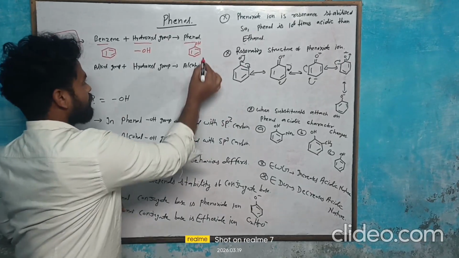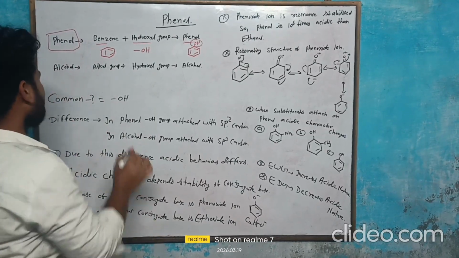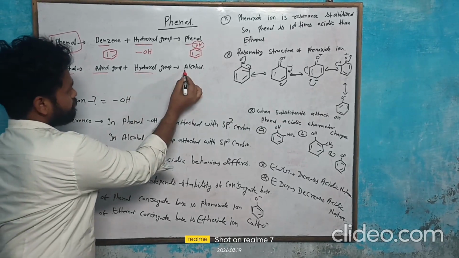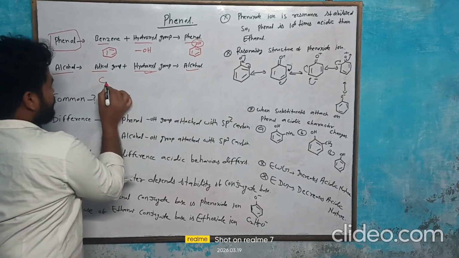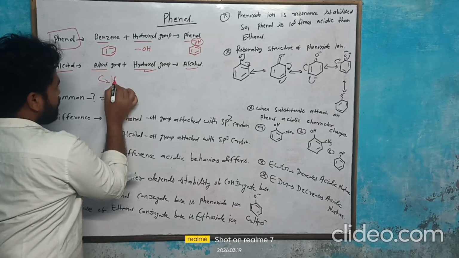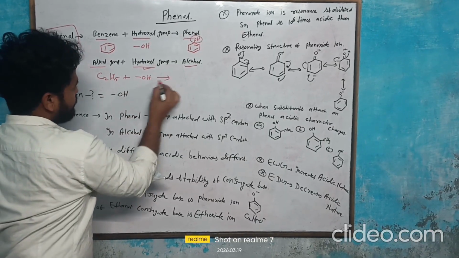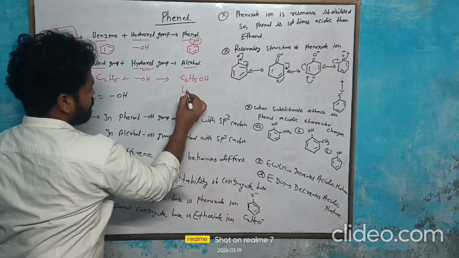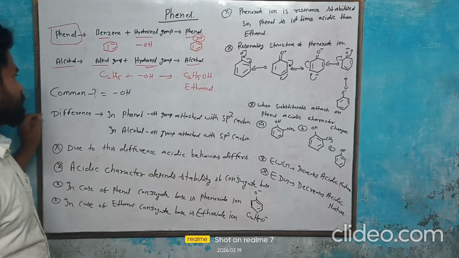Here we can see the OH group is attached. It is very common in alcohol. We know about alcohol. What is alcohol? An alkyl group attached with a hydroxyl group is considered alcohol. For example, C2H5 when attached with the OH group, the compound is C2H5OH. This is ethanol. Ethanol is an example of alcohol.